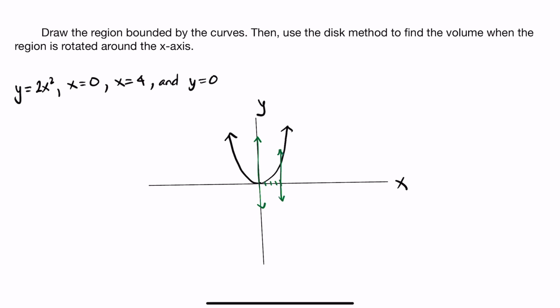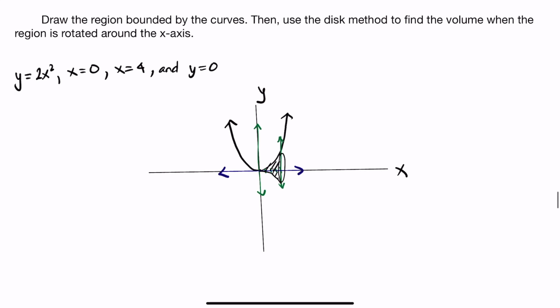Now, y equal to 0 is straight on the x-axis. So we're looking at this region right here. And it's going to rotate around the x-axis. So it's going to look something like this. As you can see, it's actually a cone with a base of a circle.